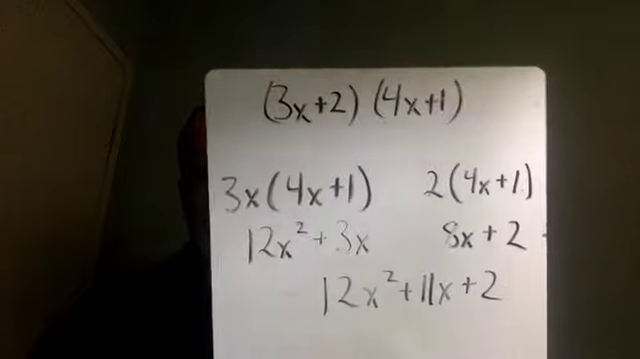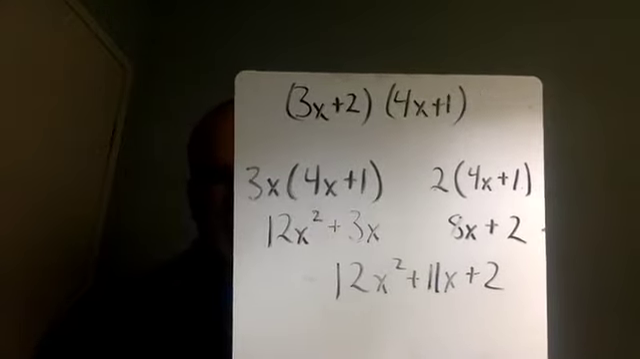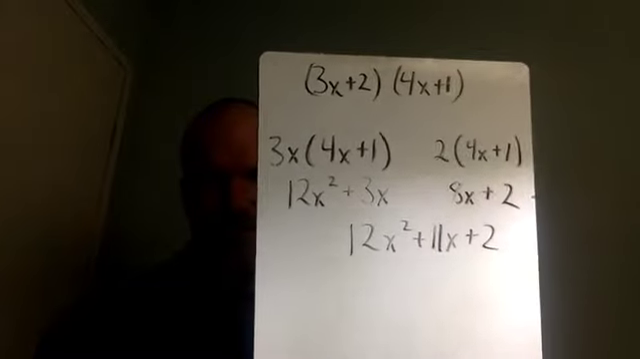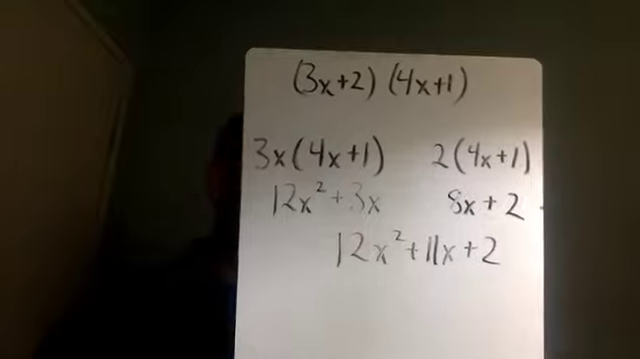That's how you multiply two quantities together. You distribute twice, and you combine like terms. That's the pattern to follow. Distribute twice, combine like terms, and you're done. Let me show you one more example from the very beginning.